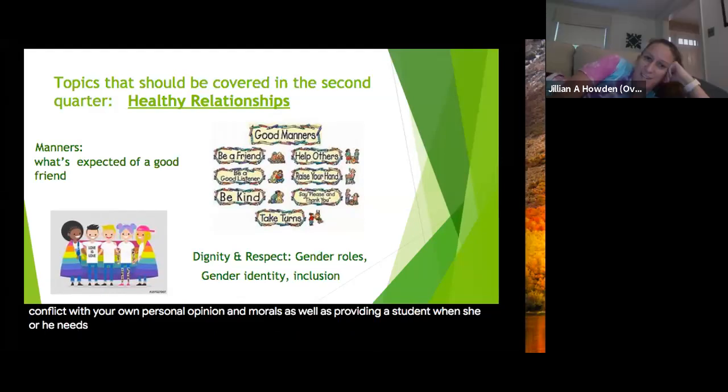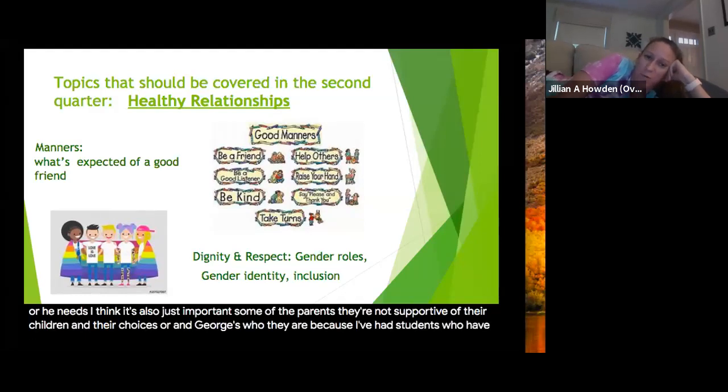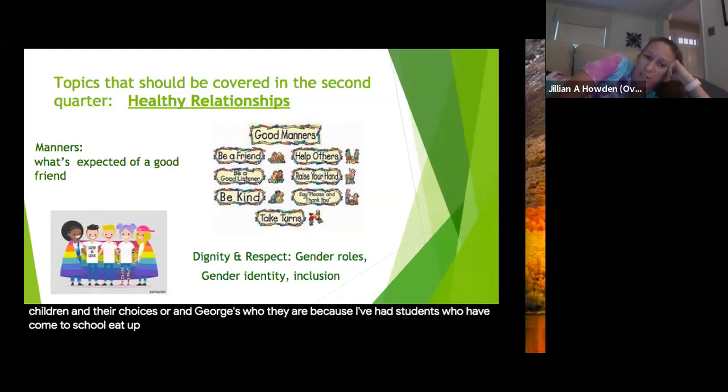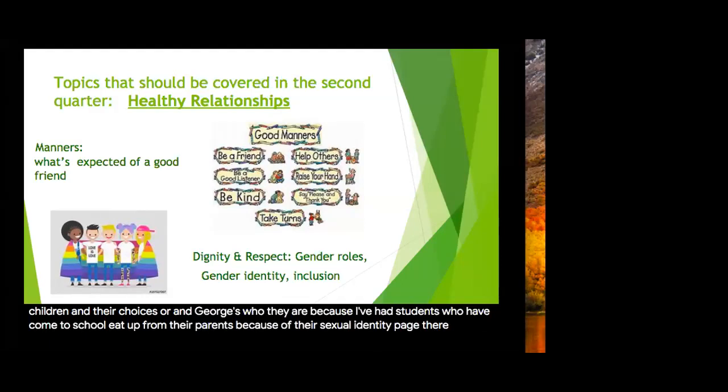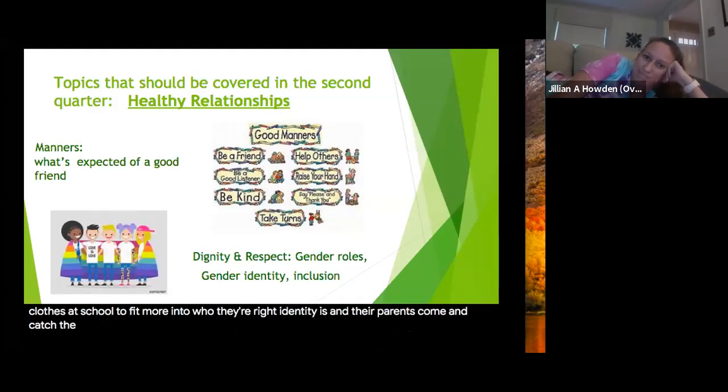And Judith, I think it's also just important, some of the parents, they're not supportive of their children and their choices and just who they are. Because I've had students who have come to school beat up from their parents because of their sexual identity and change their clothes at school to fit more into who their identity is. And their parents come and catch them and beat them right there. Right. And it's happened more than once in schools I've been in.